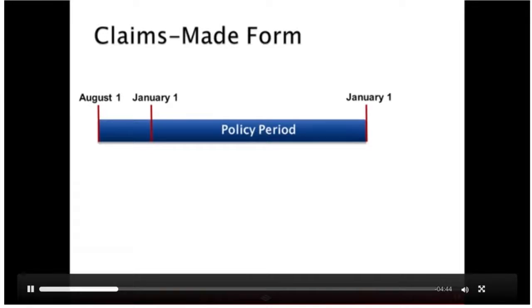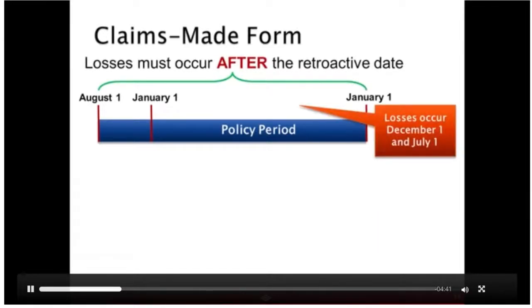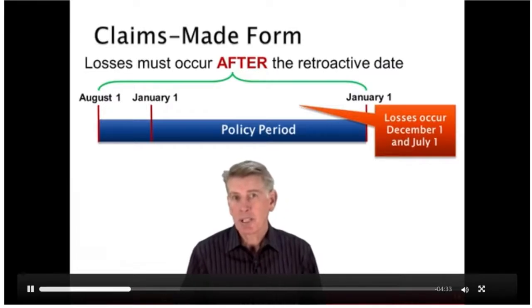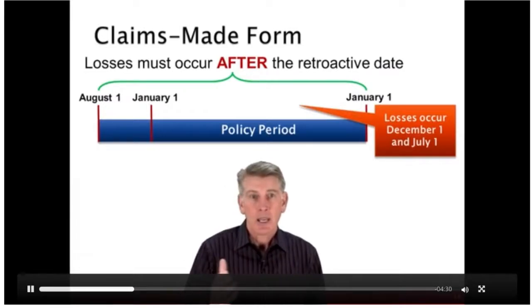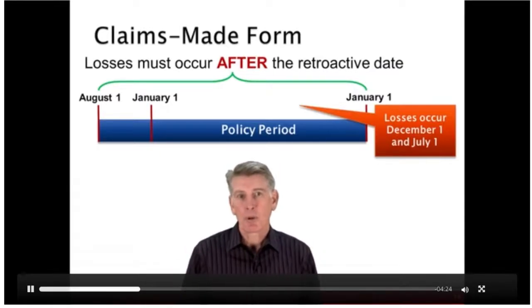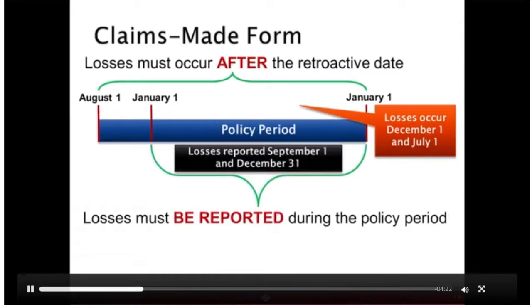Also, as you can see on the illustration, losses taking place after the retroactive date of August 1st and before the end of the policy period are potentially covered, whether they take place between the retroactive date and the policy inception date or during the policy period. This is step one. What finalizes establishing the coverage trigger, which is step two, is the loss report taking place during the policy period. If the loss is reported after the policy period ends, however, coverage is not triggered even if the loss occurred after the retroactive date.